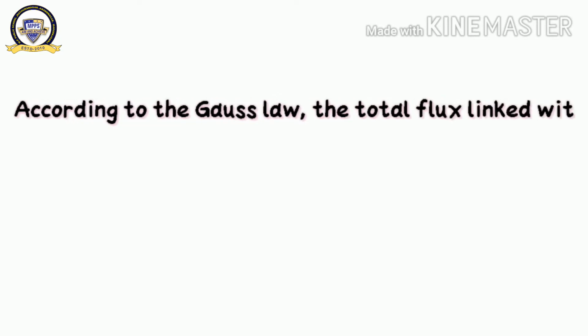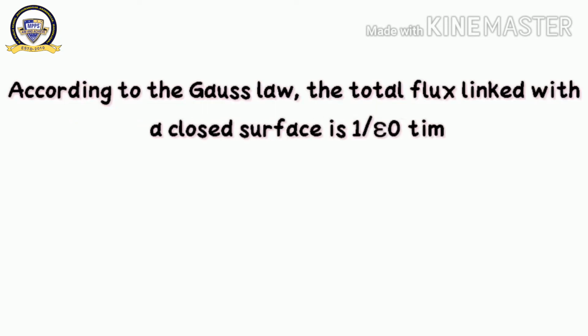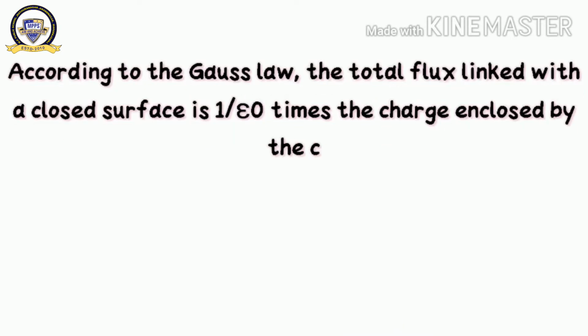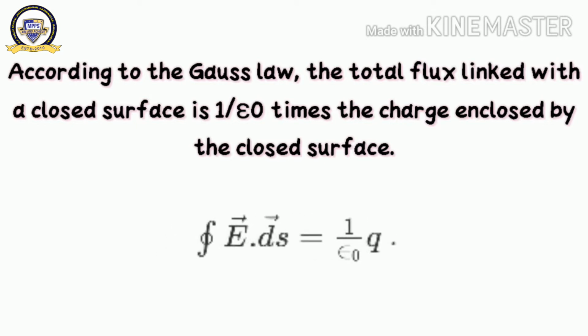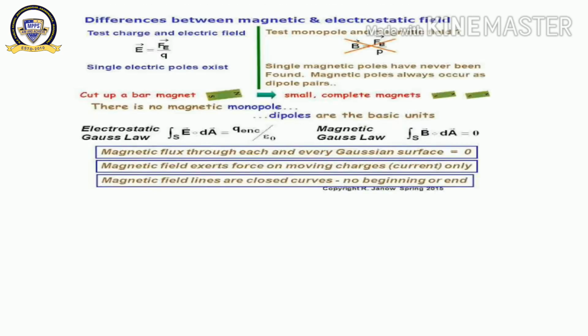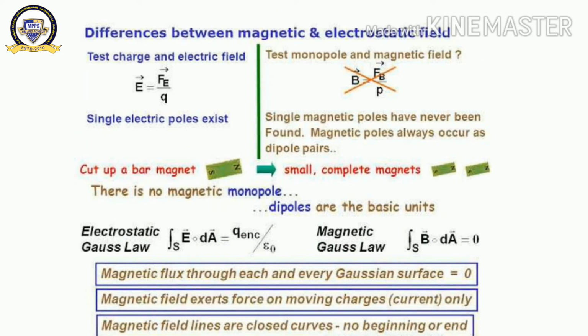So you can have one more definition of Gauss law. According to the Gauss law, the total flux linked with a closed surface is 1 upon epsilon naught times the charge enclosed by the closed surface. Mathematically, you can say that the total integral of electric field multiplied by the surface area is equal to Q upon epsilon naught. One thing which will be very advantageous to you is that this Gauss law is also in magnetism, means you will have to study this Gauss law in two different chapters. The first one will be electrostatics and the second one will be magnetism.